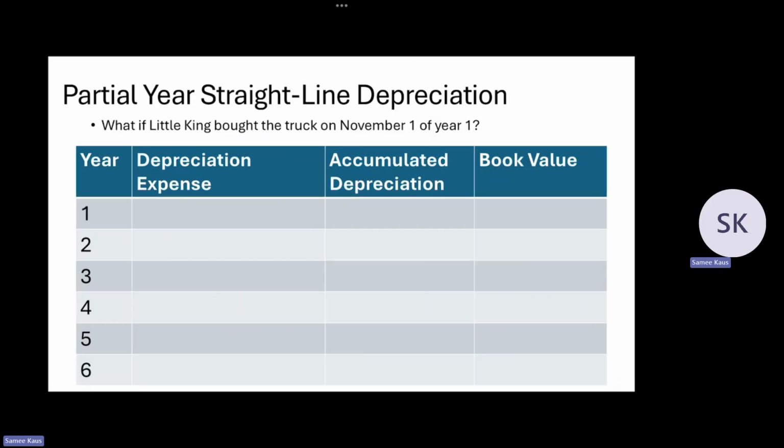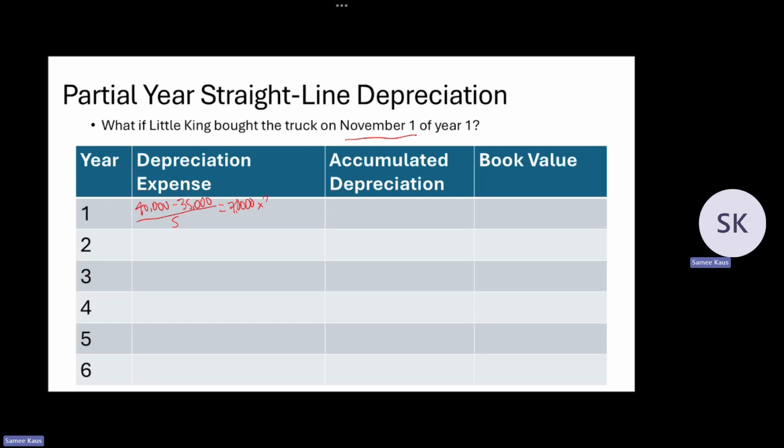It does get a little bit harder if you have a partial year straight line depreciation. So instead, we're saying that Little King bought their truck on November 1st of year 1. Do I take a full 7,000 in depreciation expense in year 1? Well, no, I only use it for 2 months out of the total 12 months. So I'm going to start here and say I have 40,000 minus 35,000 divided by 5. That gives me 7,000 for a total year.